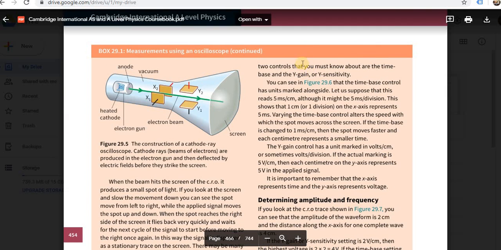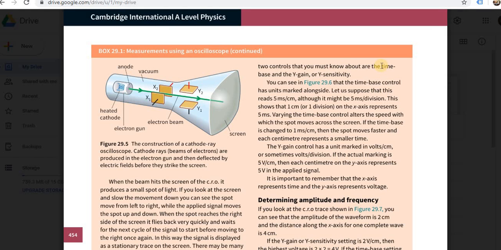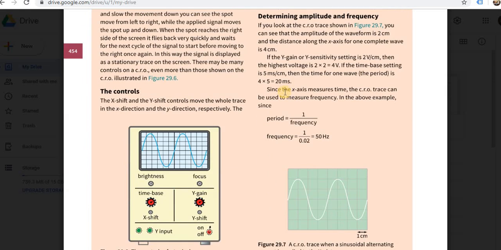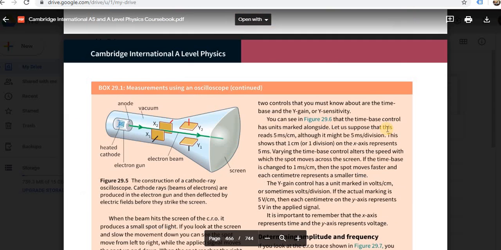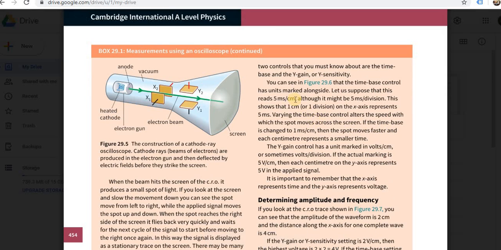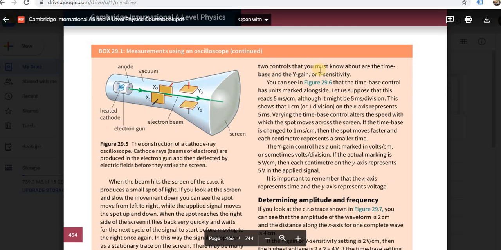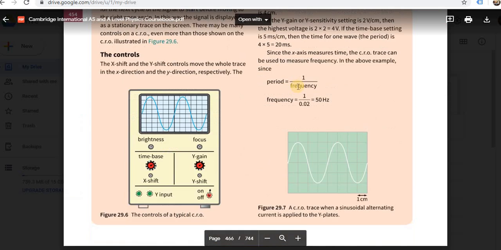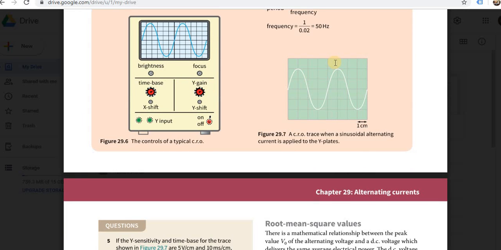The two controls that you must know about are the time base and the Y gain or Y sensitivity. Okay, so here Y input, time base, Y gain, X shift. That is this one. Here it's the Y shift, that is to move the whole trace up or down. But with the time base and Y gain, you can, like I said, stretch it in the X direction and the Y direction. This is called the Y sensitivity also.